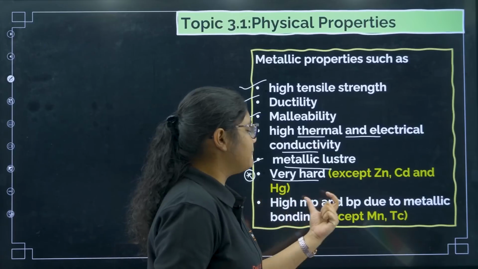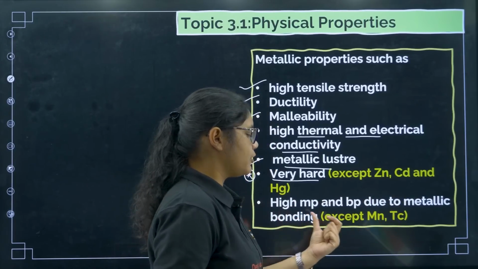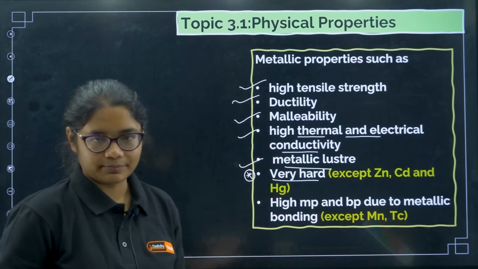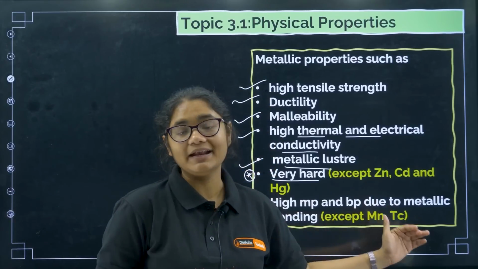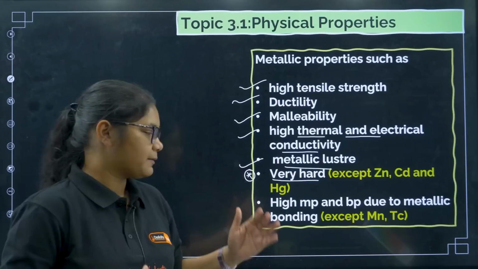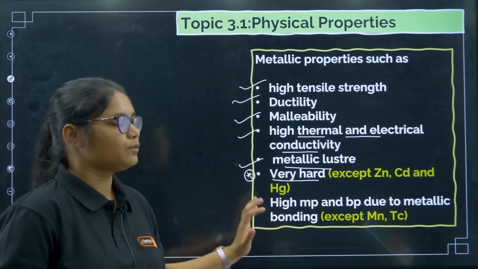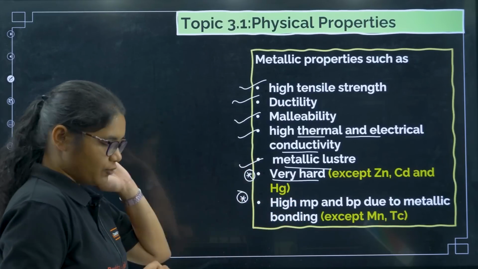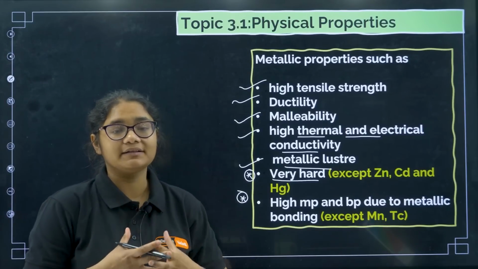Next we have high melting and boiling points due to the metallic bonding. Here also we have an exception, that is manganese and technetium. Let me explain here what is the reason for these exceptions. So first of all, why is the metal very hard?